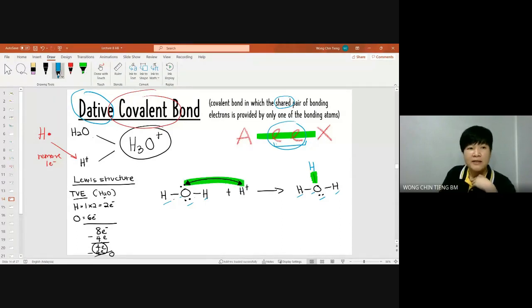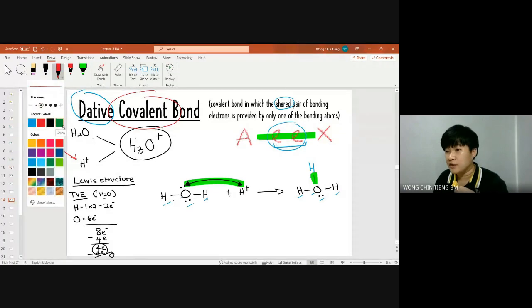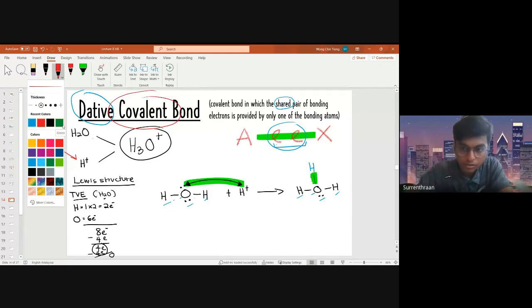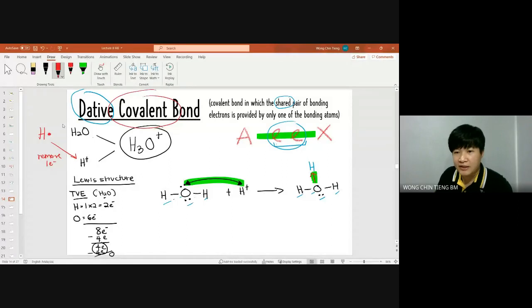And this dative covalent can have a symbol of an arrow, heading toward H, from O to H. This is the way that we label dative covalent bond. Daripada siapa yang bagi kepada siapa yang terima. So daripada O yang memberi kepada H yang menerima. That is how we label dative covalent bond. And at the end of the day, your structure is not complete without the charge because it's H3O+.